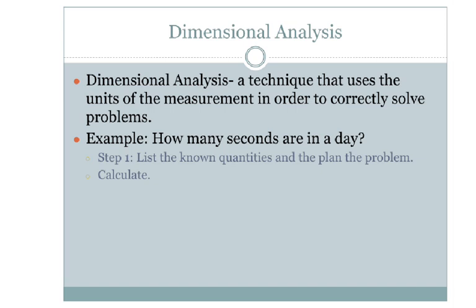There are a few steps on how to solve things using dimensional analysis. The first step is to list the known quantities and plan the problem. I really did some typos here. So that's step one. The very first thing I want you to think about is, what are you going from? You're going from days to seconds, right? Because you want to know how many seconds are in that day. So you're going from a day to seconds.